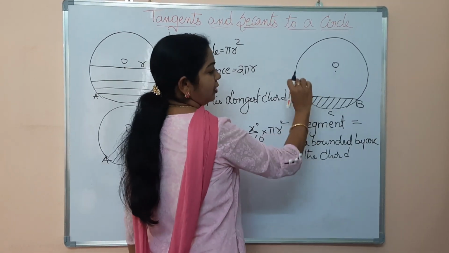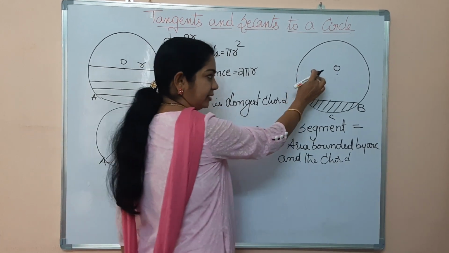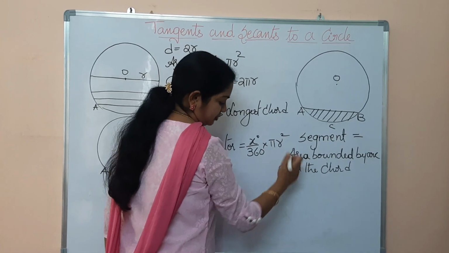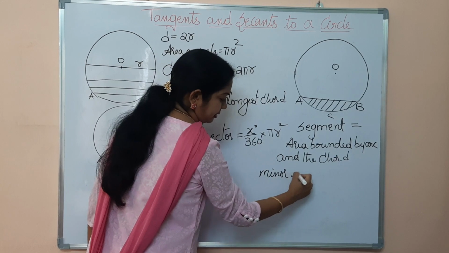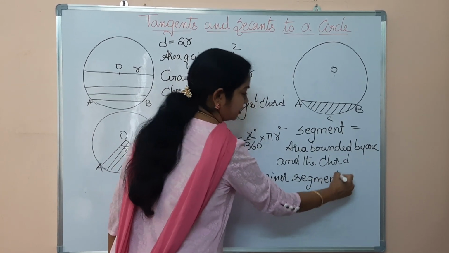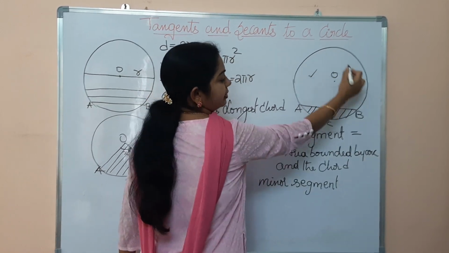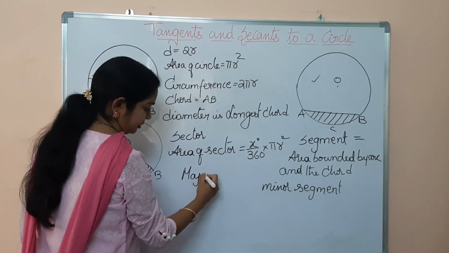This is a shaded one, this is the unshaded part. So when compared to the unshaded part, if you see this shaded part, this is quite small. So that is called as a minor segment. And this part which is unshaded is the bigger part. This is called as the major segment.